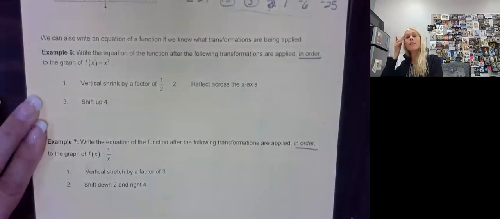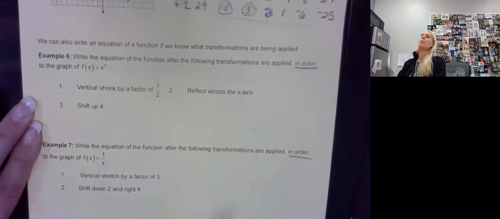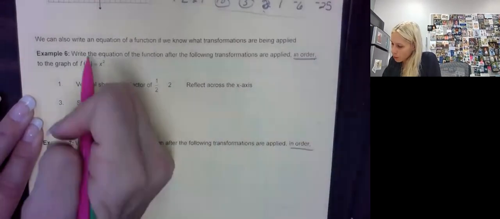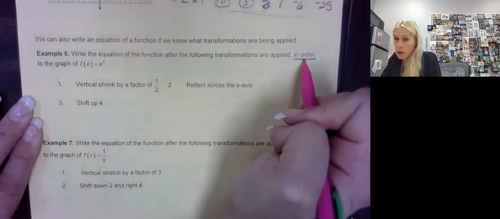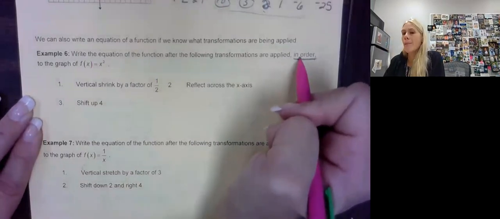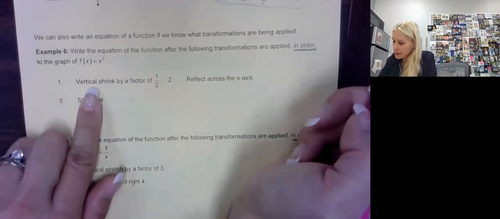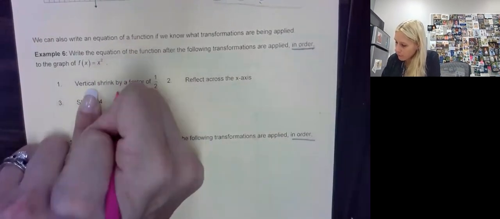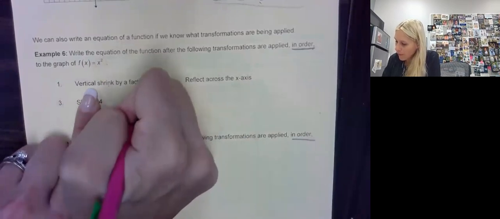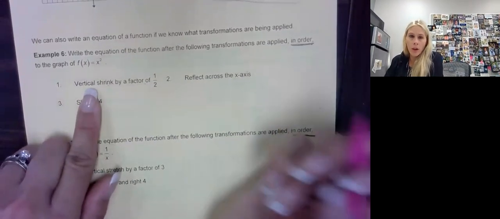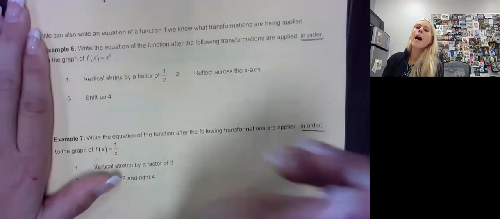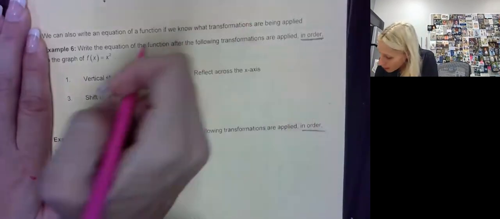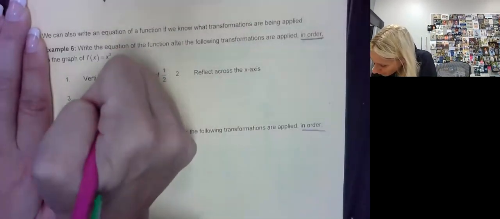All right, now a different form that we can do this. We're almost done, I promise. Okay, so write the equation of the function. Following transformations are applied in order. So this is one thing that you need to keep in mind. We're talking about in order, okay? So the first thing I'm going to do is a vertical shrink by a factor of 1/2, or multiplying by 1/2, which is a shrink of 2. Okay, so the vertical is on the outside.